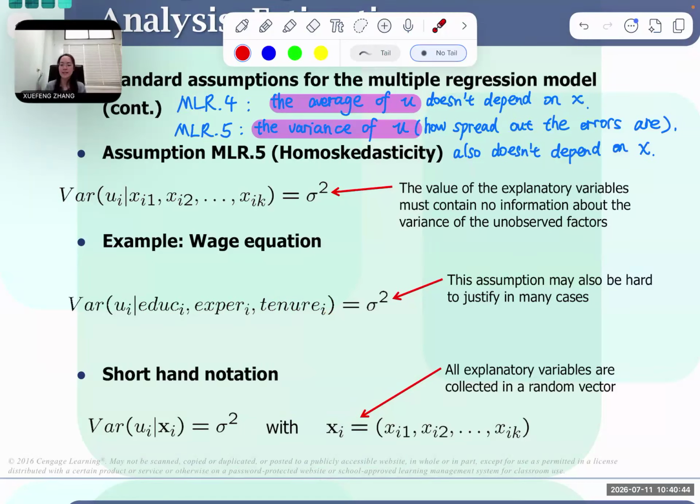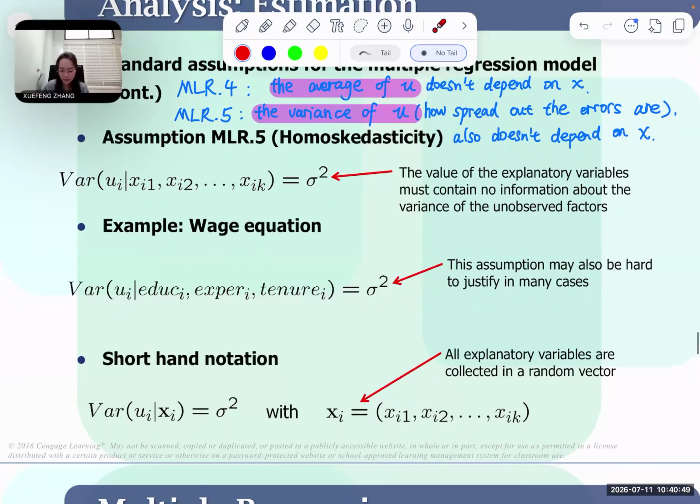We'll deal with that later when we cover heteroscedasticity. The bottom line, shorthand notation: variance of mu_i given X_i equals sigma squared, with X_i equal to x_i1, x_i2 all the way through to x_ik. You notice that X here is uppercase, right? So X_i just bundles all the x's together in one vector. Same idea, just shorter notation.